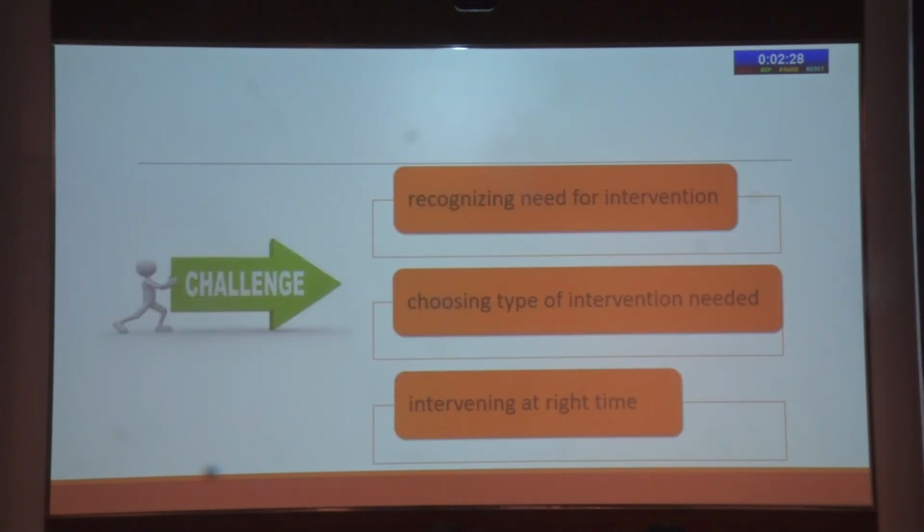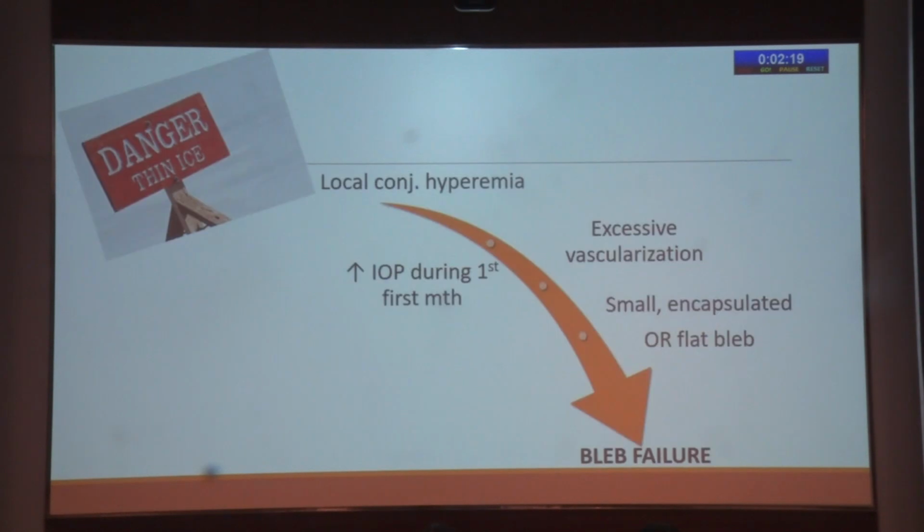The biggest challenge in the post-operative period is recognizing the need for intervention, choosing the type of intervention that is needed, and most importantly, intervening at the right time. And the biggest danger for us is having a bleb failure. So these are the signs. You can see any local increased amount of hyperemia, excessive vascularization, a typical corkscrew appearance. The bleb, instead of getting moderately elevated, diffuse, and just mildly vascular, it may get small or flat or encapsulated, and a trending rise of increased intraocular pressure.